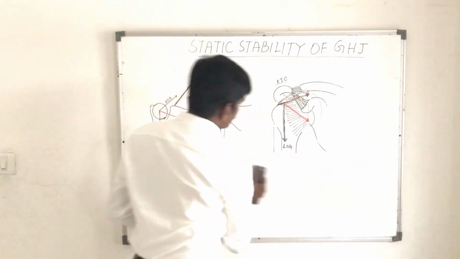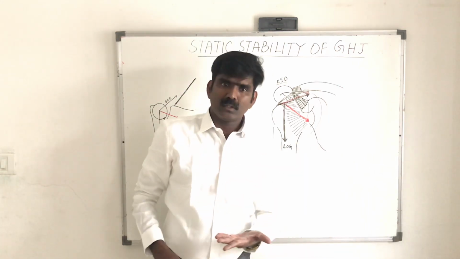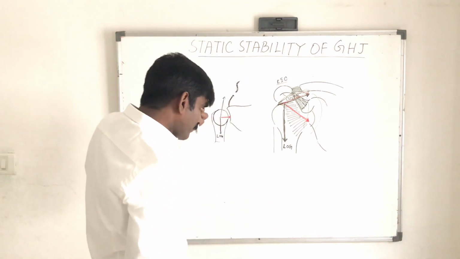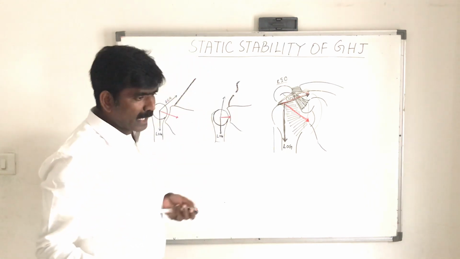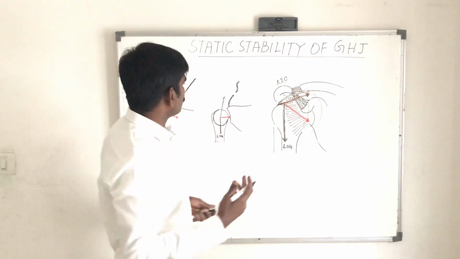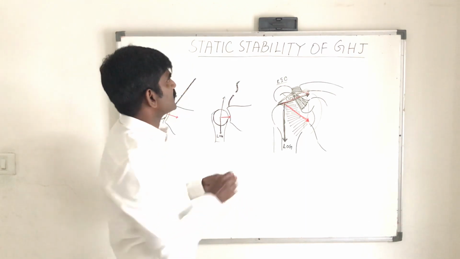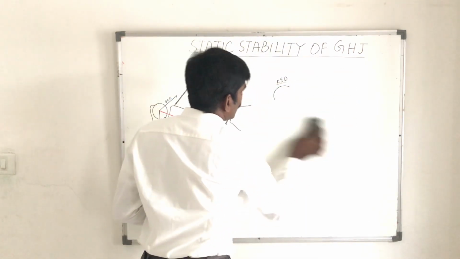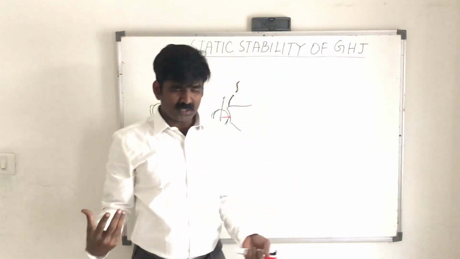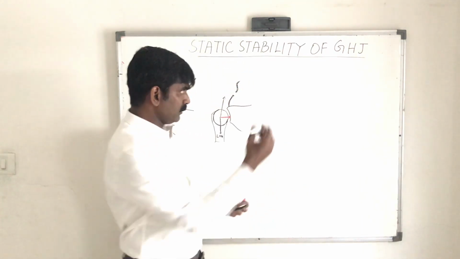And the third point we discussed is the inclination of the glenoid fossa. So before going to this point, I would like to brief about the mobilizers and stabilizers of the shoulder joint. There are two groups of shoulder joint muscles. They fall under two categories. One is stabilizers, another is the mobilizers.